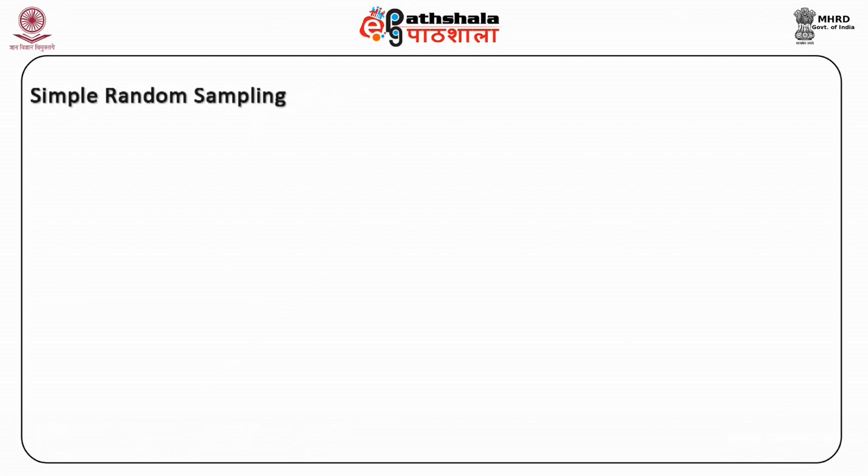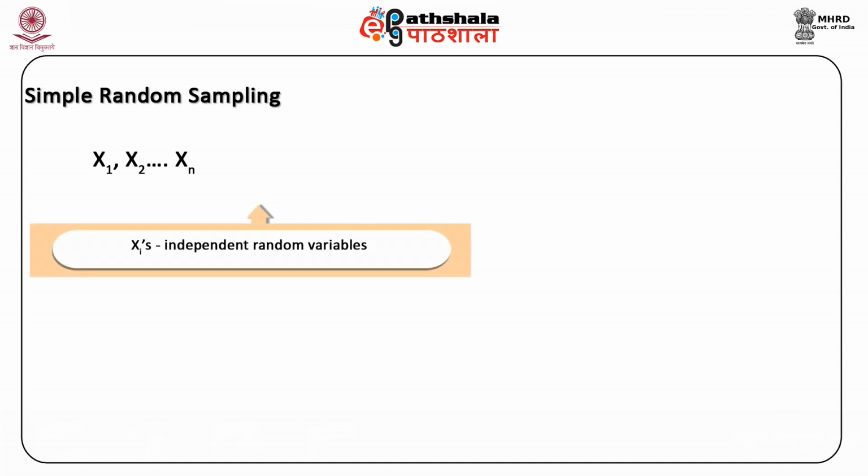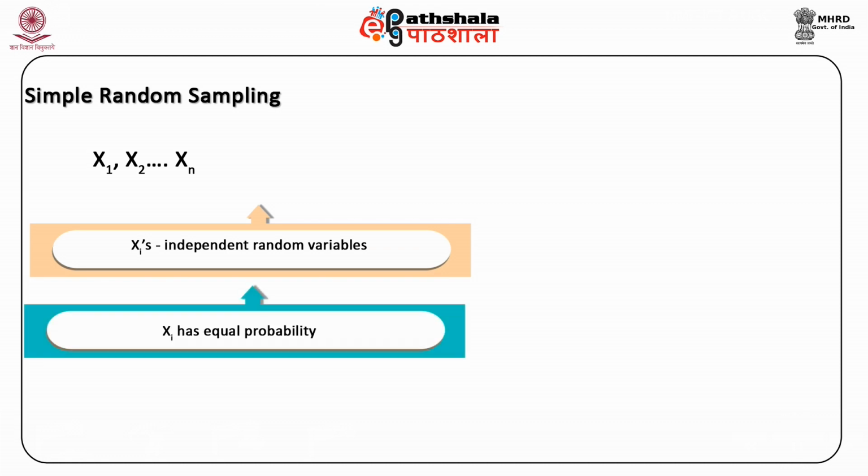It is a method in which each sample chosen has equal probability of getting selected. In other terms, the random variables x1, x2, and so on till xn are said to form a simple random sample of size n if the following two conditions are met. A. The xi's are independent random variables. B. Every xi has equal probability. If the random variables satisfy these two conditions, they are termed independent and identically distributed.